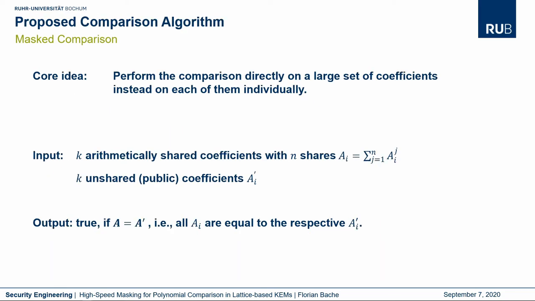Now, our proposed algorithm works on the core idea that instead of comparing only one coefficient at a time, we pool them into sets of coefficients, which we compare all at once. Again, the input are the arithmetically shared coefficients a_i and the unshared or public coefficients a_i prime. And the output should be true if the polynomials match. That is, that all a_i prime are equal to the respective a_i.